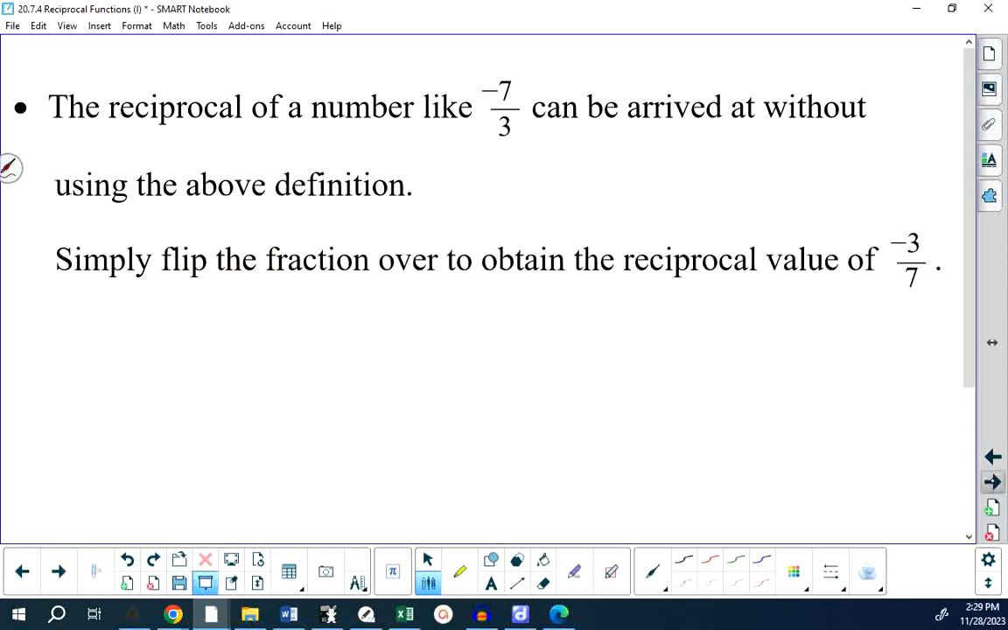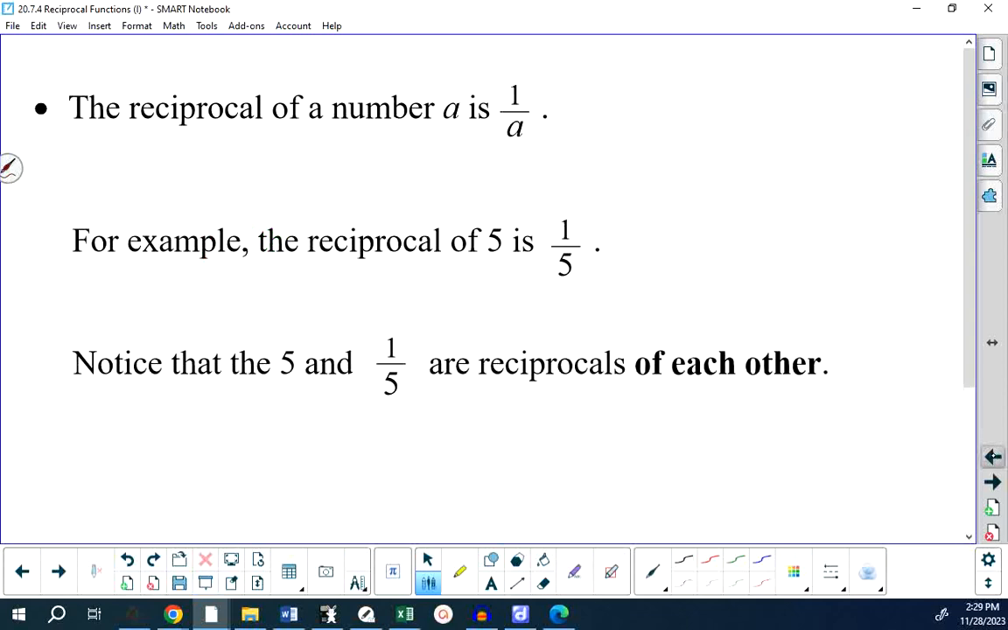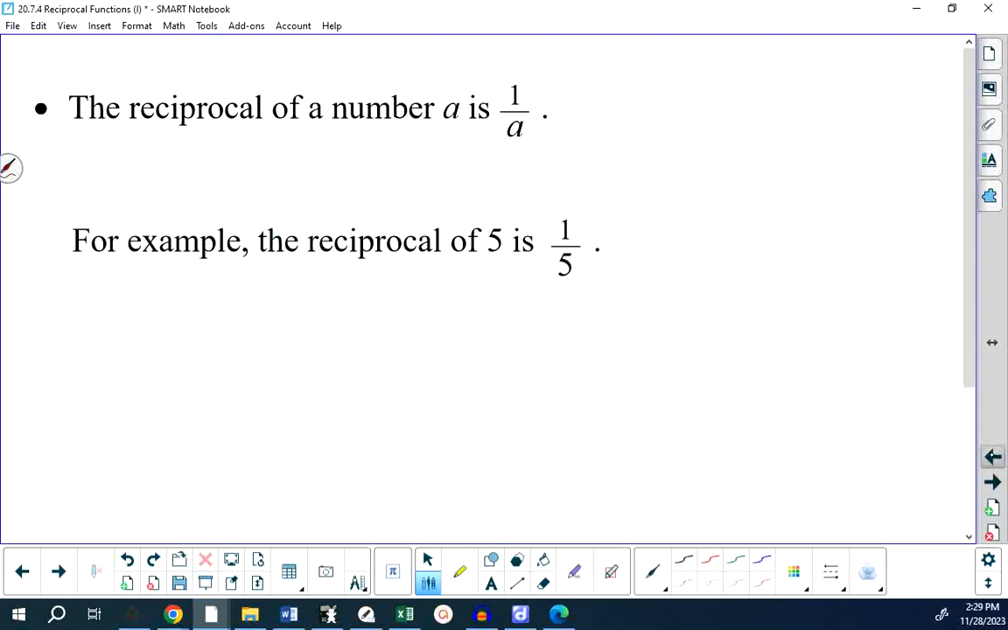And I hope you understand that if I go back to this and I take 5 and I flip 5, it becomes 1 over 5. Because 5 is 5 over 1. So there's a very non-mathematical kind of loosey-goosey definition of a reciprocal. You flip it. Whatever the number is, you flip it.